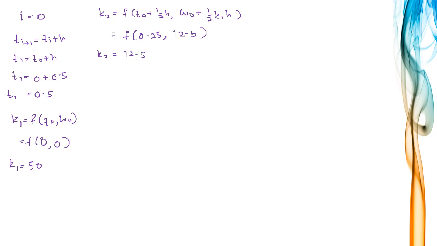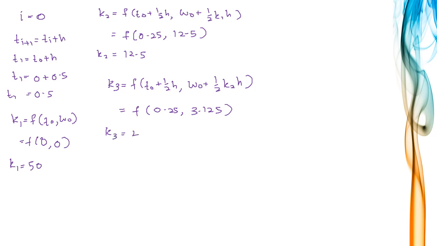So how about our k3? What is the formula for k3? k3 is f(t0 plus half h, W0 plus half k2h). So we substitute the value. We have f(0.25, 3.125). Just use the value in our function f. So our k3 is equal to 40.625.